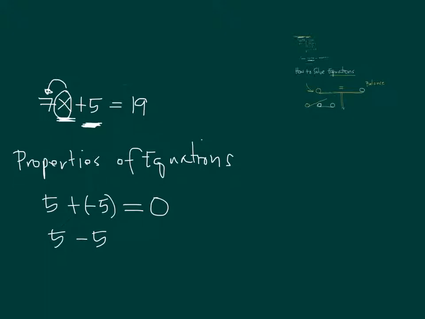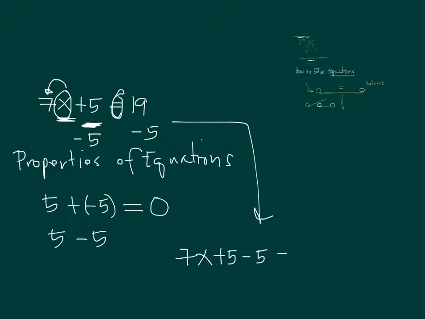Now, to maintain the balance, I want to eliminate the 5, so I will subtract 5 on this side. Again, whatever we do on one side, we have to do it on the other side. So I have to subtract 5 as well on the other side. Can you follow? So 7x plus 5 minus 5 is equal to 19 minus 5. Subtract 5, subtract 5.